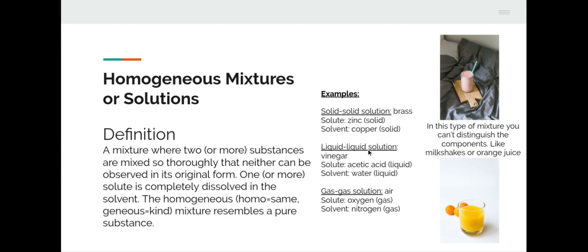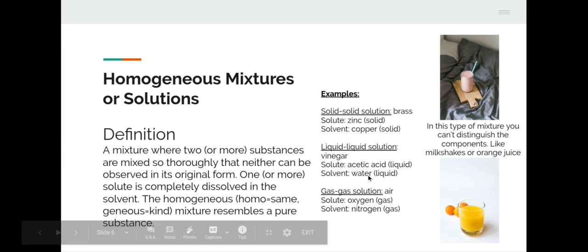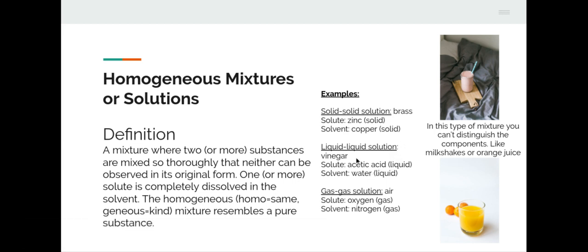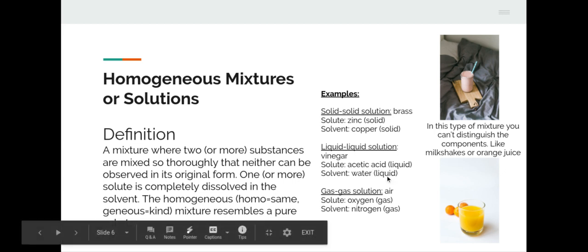So you can also have liquid. So if you buy something like vinegar at the grocery store, you've got the acetic acid that's getting dissolved into the water, and you can actually get different percentages of acetic acid in your vinegar. So I think the most common one's 5%, but have a look at that next time you're looking at vinegar. 5%, 10%. There's probably lesser forms as well.